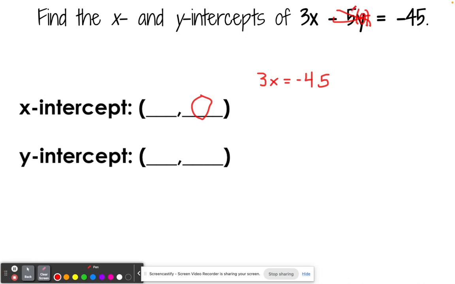If I went the other way and made my x 0, I would be left with negative 5y equals negative 45. And then I just solve them like basic one-step equations. So here I would divide by 3. So when y was 0, x would be negative 15.